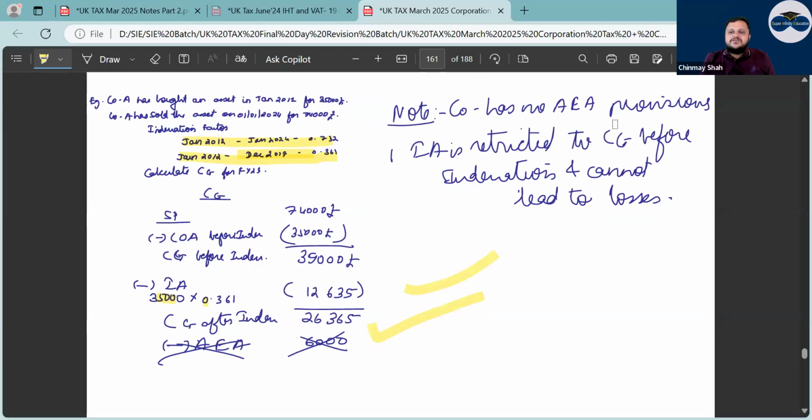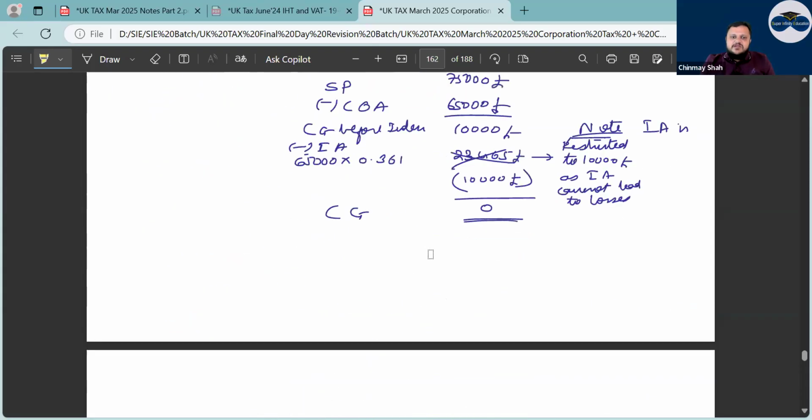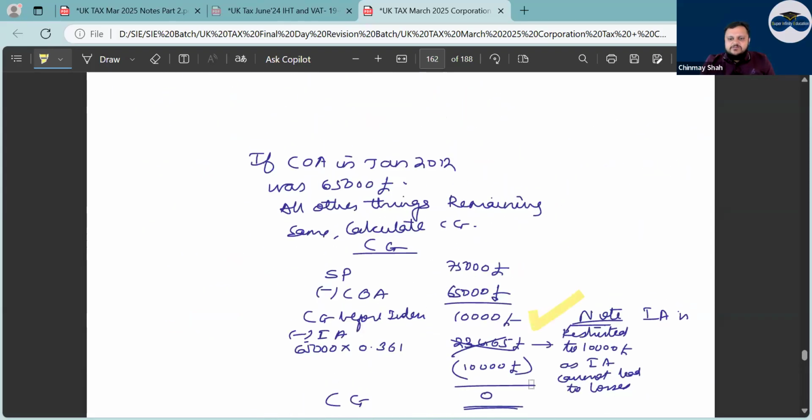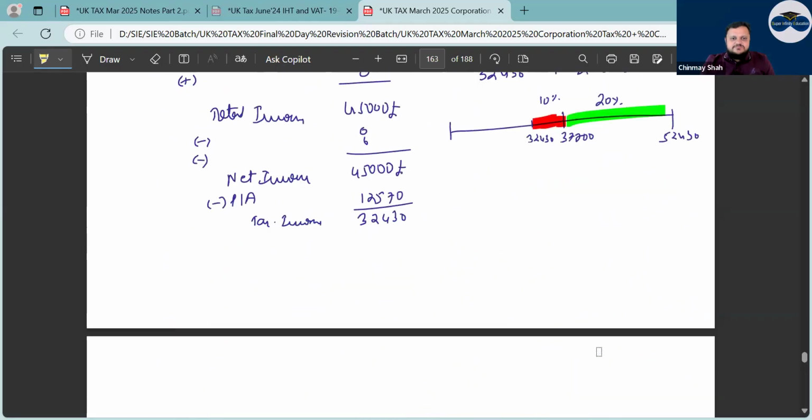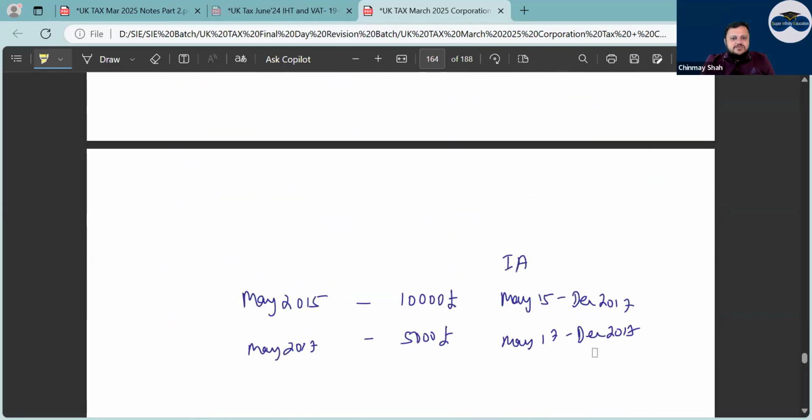But can indexation lead to losses? No. Company has no provision of AEA or anything. Indexation allowance is restricted to CG before indexation. So if this 39,000 was 10,000 CG before indexation, you would take indexation allowance only 10,000. Indexation allowance cannot bring losses. Have a look, right? Taxable CG.